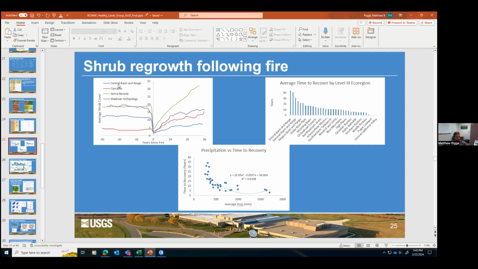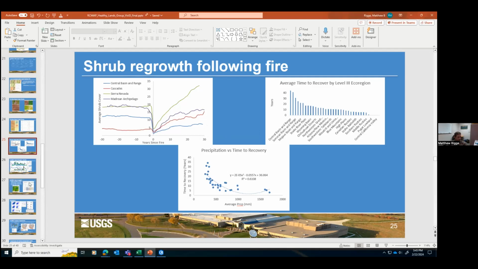But in other ecoregions, like the Central Basin and Range, far drier, shrubs take forever to recover, and even 30 years after the fire, have not yet, on average, returned to where they were before fire. And perhaps they never will now that they've been invaded by cheatgrass. So a lot of this is driven by precipitation. Wetter ecoregions recover more quickly than drier ones do.